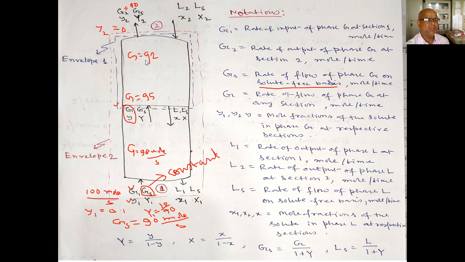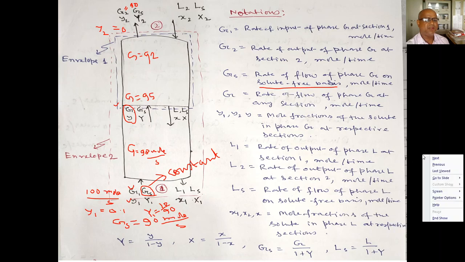Because my ammonia is coming from this to this, so capital X2 is changing. Here capital X2 is 0, and here it keeps changing. Similarly, it will be based on the total flow rate L1 and the corresponding mole fraction. LS will be 100, and corresponding what will be X? X will be here.